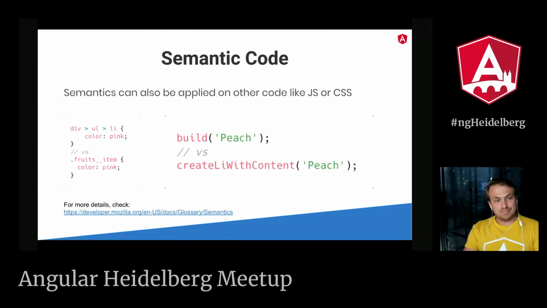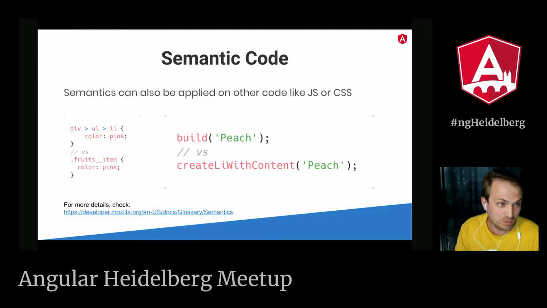Semantics can not only be applied on HTML, but it can also be applied on other code like JavaScript or CSS. This part is not so very important for SEO, but I still want to mention it. For example, in CSS, consider styling a list with list items representing different types of fruit. Would you know what part of the DOM is being selected with div ul li? Or would it be easier for you if you used a class that's called fruits__item?